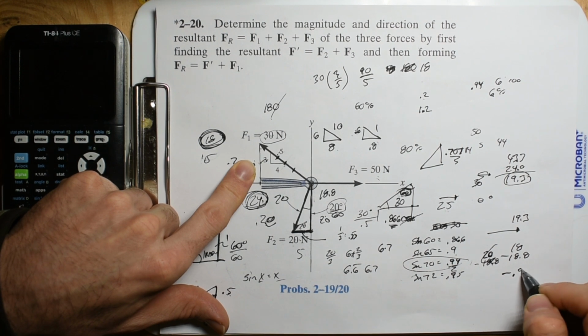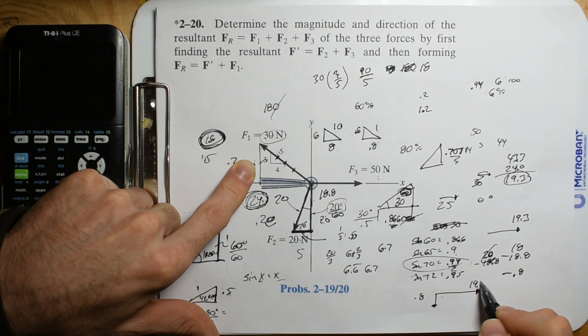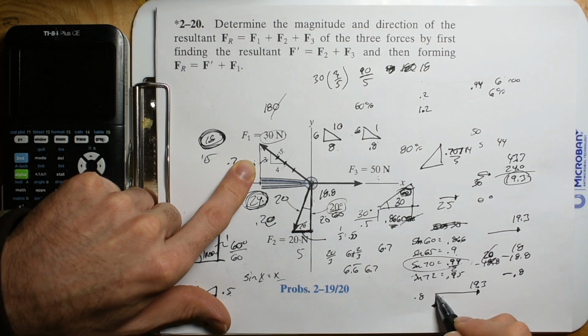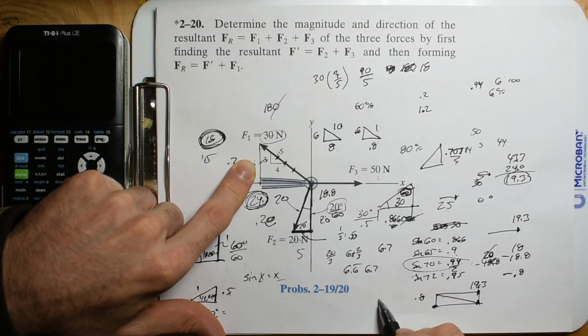Cool. So we're going to be a negative 0.8. And so our component's going to be 0.8 down, and then 19.3 this way. Cool. So what's our full magnitude? Well, I kind of look at this ratio here. This ratio here is basically 1 in 20.